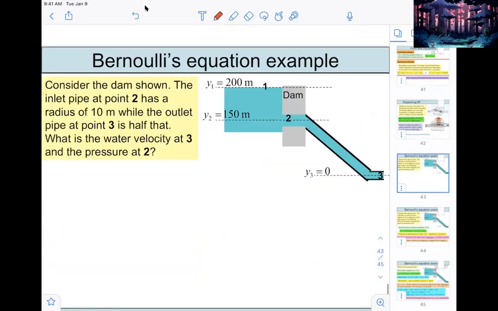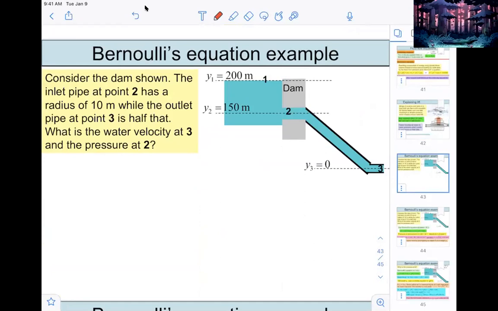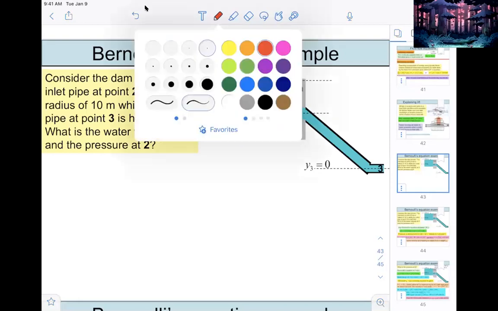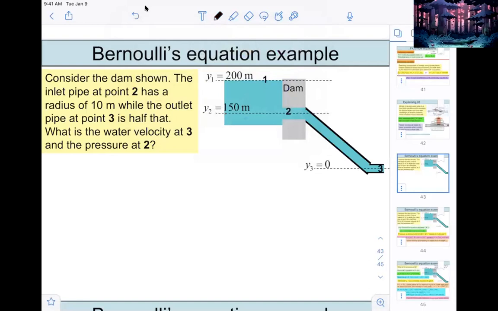So finally, we have one more example to use Bernoulli's equation. Here we consider a water dam. We have 3 different points, points 1, 2, and 3, and that gives us height above the ground. We say 3 has a height of 0, it's at the ground. Point 2 is 150 meters above the ground, and point 1 is 200 meters above the ground.